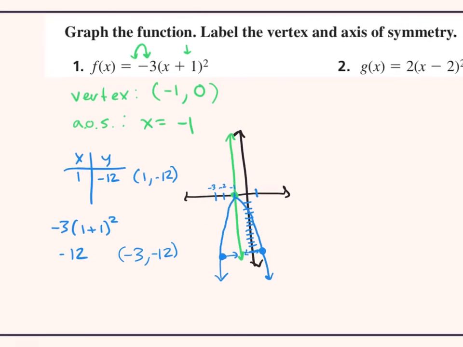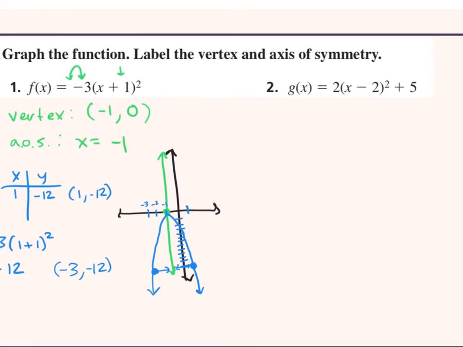All right, we have one more. Number 2. What is our vertex? 2, 5. Perfect, 2, 5. What is our axis of symmetry? 2. So this is x is equal to 2.